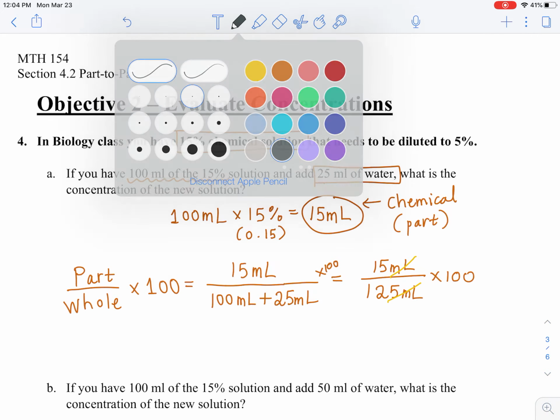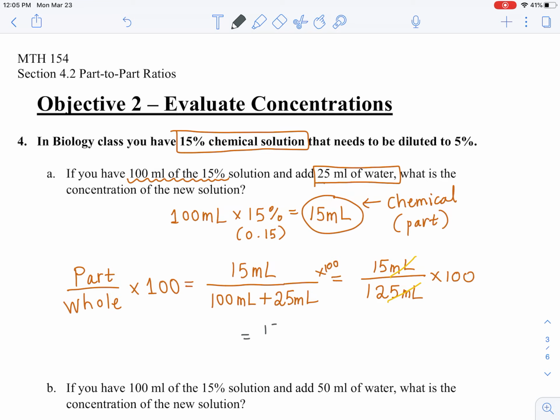So let me get the scientific calculator and do this. 15 over 125 times 100. That's going to be 12. So therefore, the new concentration is going to be 12%.